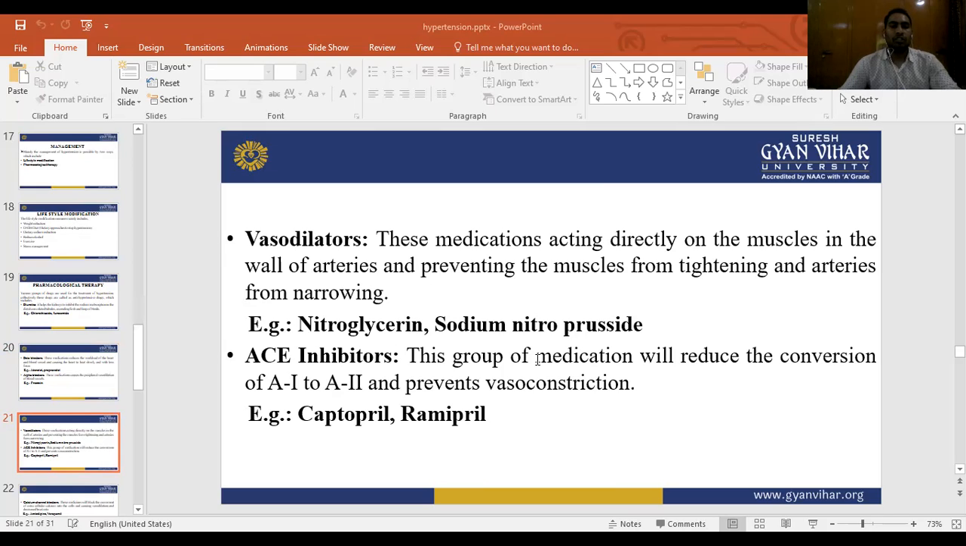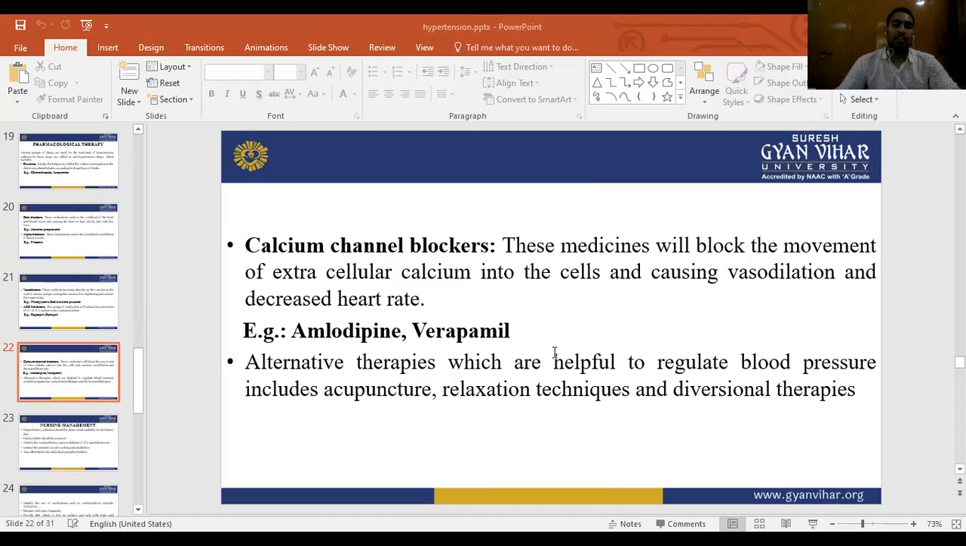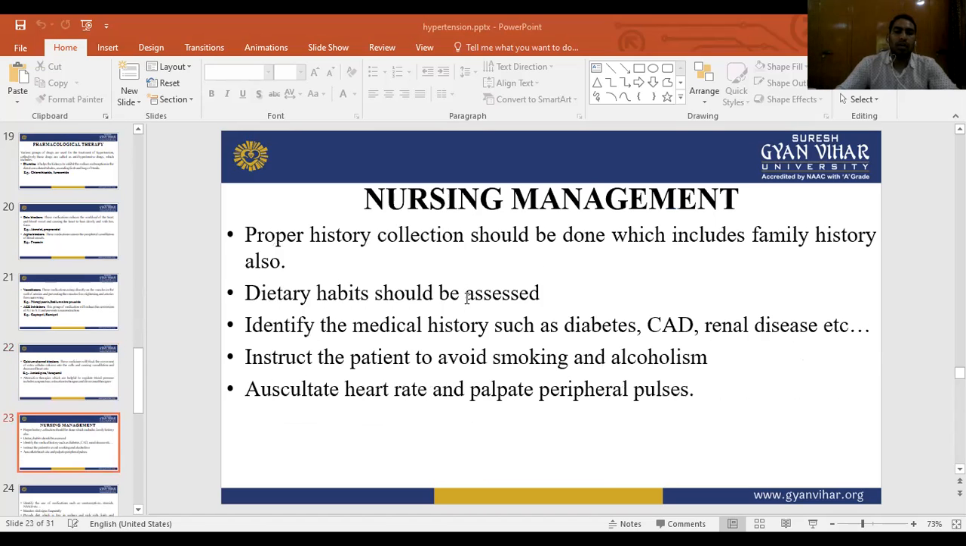ACE inhibitors, angiotensin converting enzyme inhibitors, block the conversion of angiotensin first to angiotensin second. Examples are captopril, ramipril, enalapril. Calcium channel blockers are used for hypertension, for example amlodipine and verapamil. These are examples of calcium channel blockers.